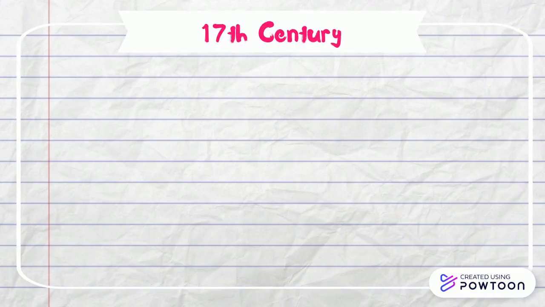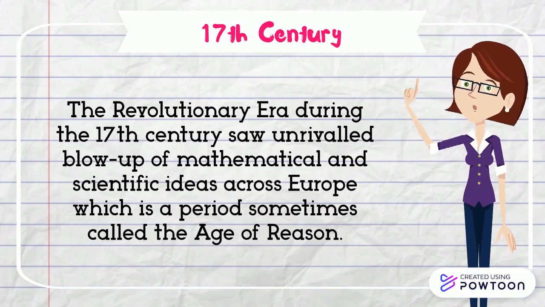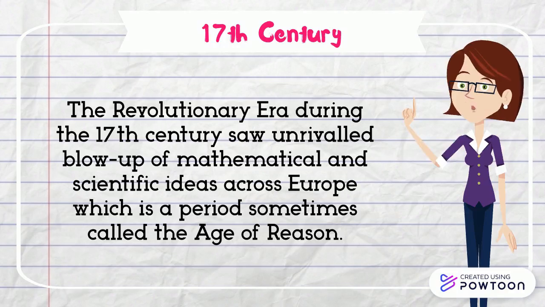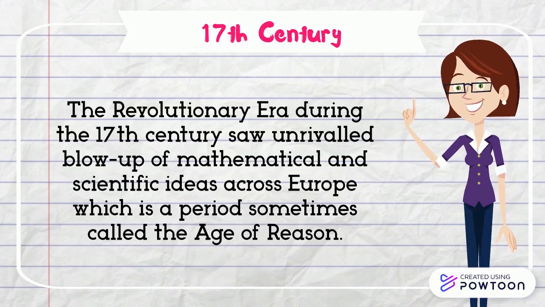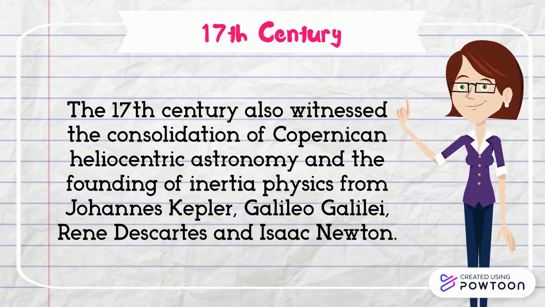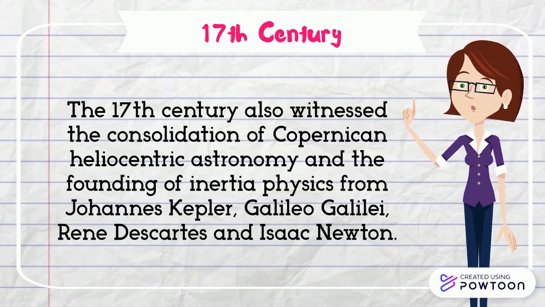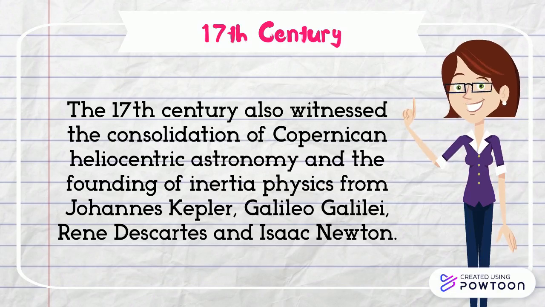The Revolutionary Era during the 17th century saw a rapid blowout of mathematical and scientific ideas across Europe, which is a period sometimes called the Age of Reason. The 17th century also witnessed the consolidation of Copernican heliocentric astronomy and the founding of initial physics from Johannes Kepler, Galileo Galilei, René Descartes, and Isaac Newton.